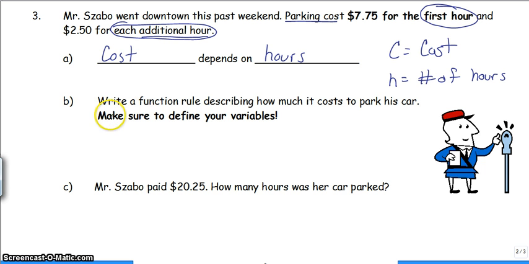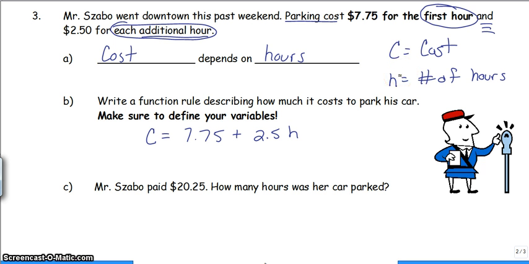So we are defining our variables. That's done. Writing the function rule to describe how much it costs to park. So we want to know the cost, and it's going to be equal to, well, it's $7.75. And that's my addition, $2.50 for each, which is multiplication, additional hour. We should have 7.75 plus 2.5 H for the number of hours.